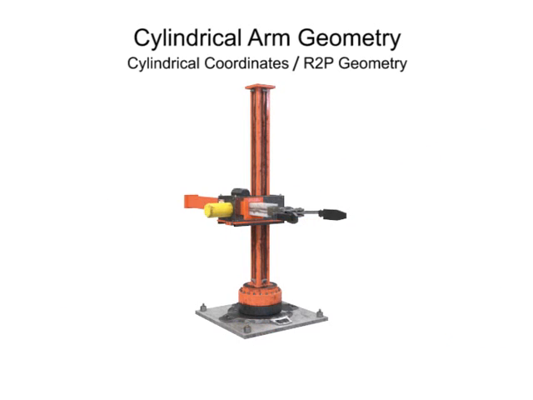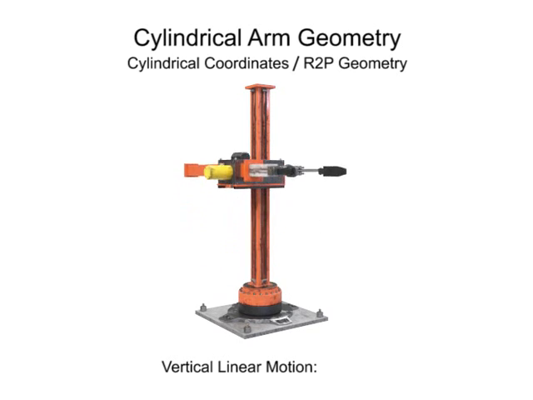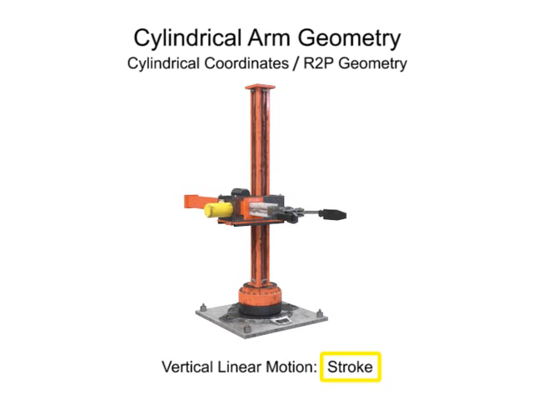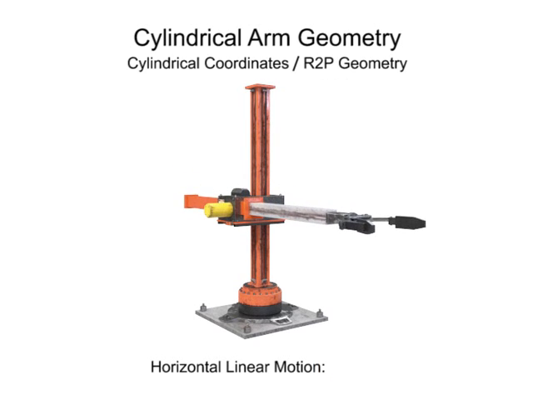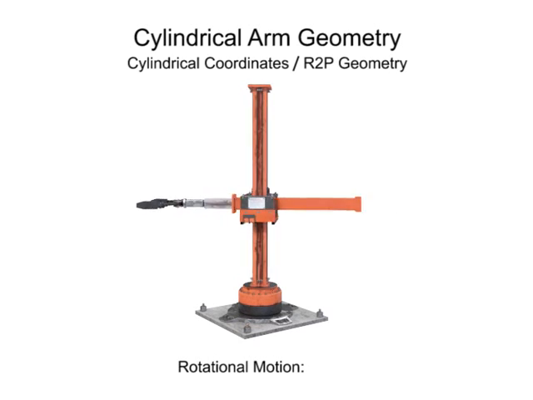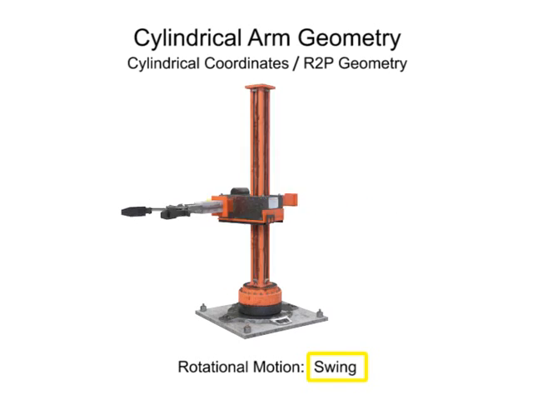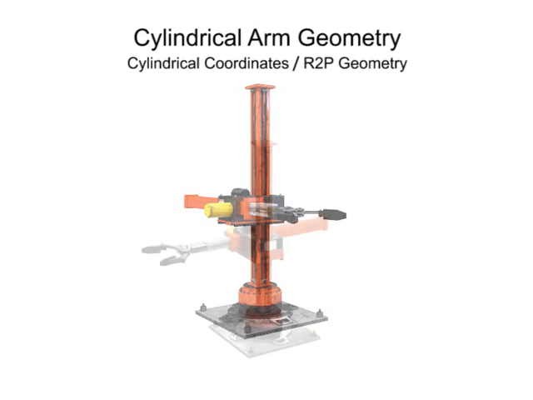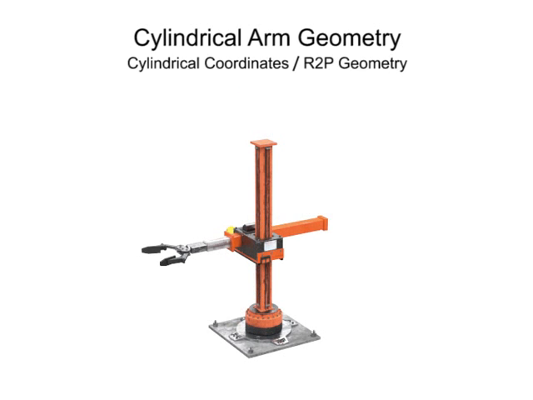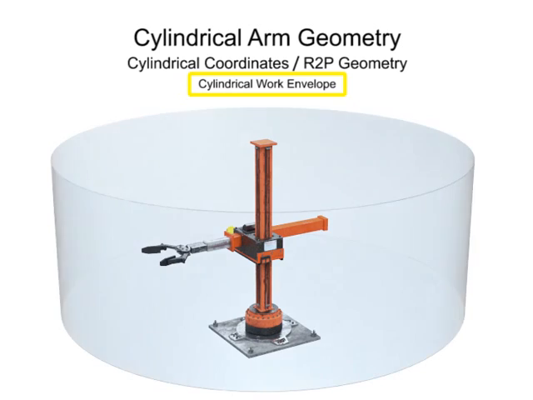Robotic arms with cylindrical geometry move linearly in two directions. Vertical linear motion is called stroke. Horizontal linear motion is called reach. And rotational motion is called swing. Cylindrical geometry robots have a cylindrical work envelope.